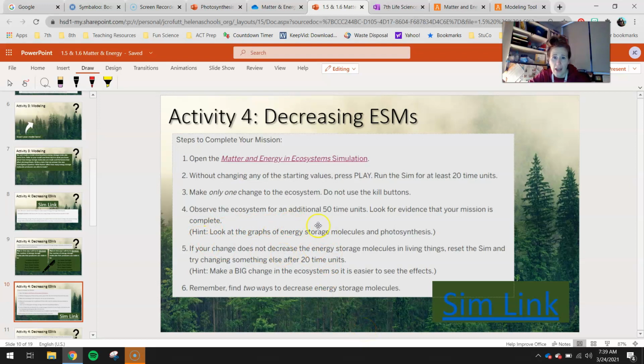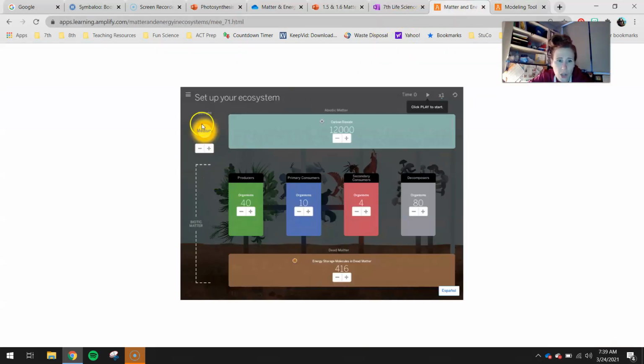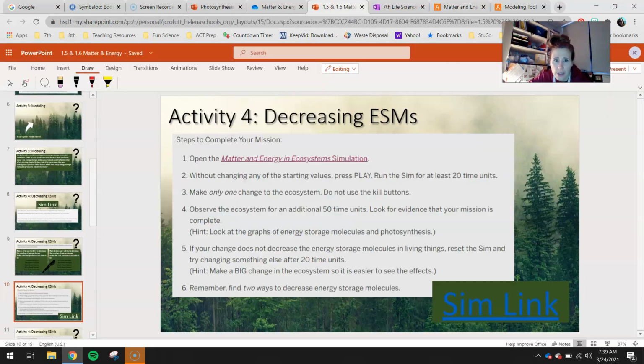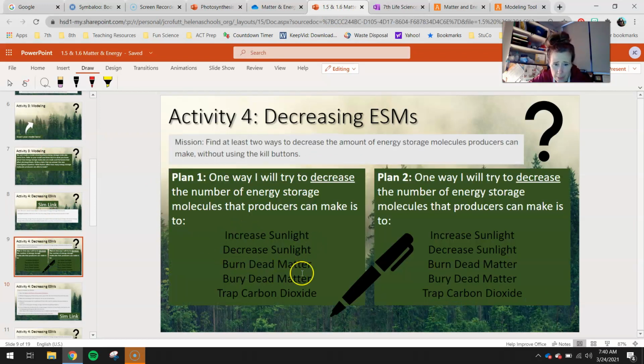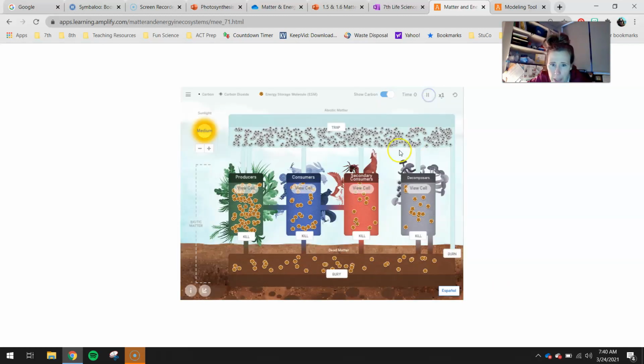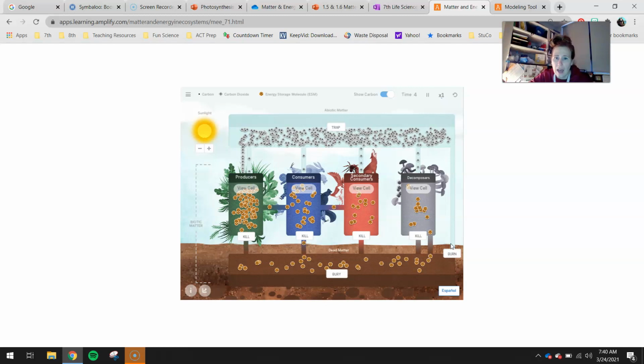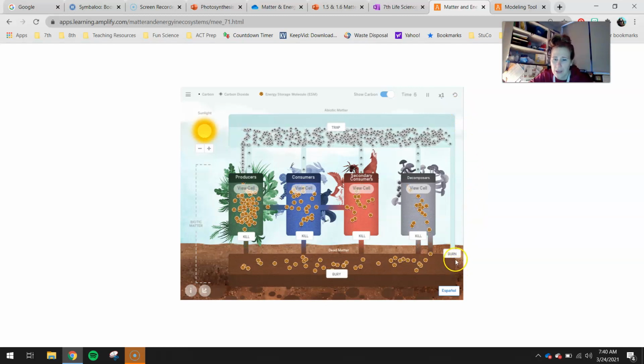You can look at the graphs at the very end when you hit analyze. Let's see if this is loaded yet. Okay, you can change your sunlight here. You can either increase it or decrease it according to the predictions you made. Burn dead matter, bury dead matter. You can see all of those when you're running it. So let's actually go hit play. Okay, you can see bury and burn, and you can see the effects that those might have.